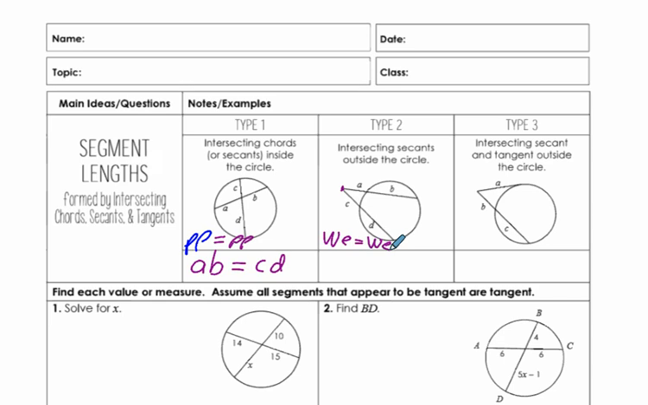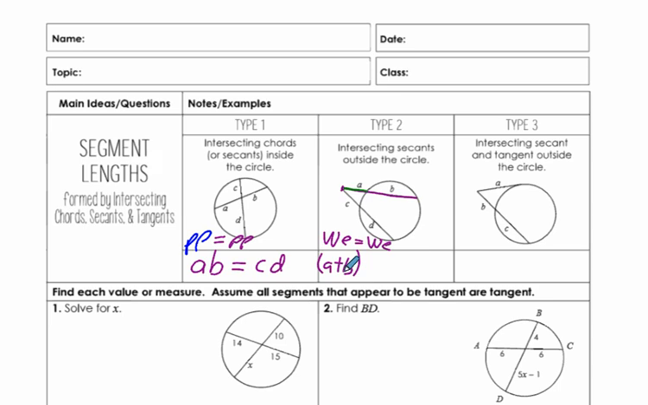where W is the length of the whole line, and the E is the length of the part that's outside the circle. Each side of your equation is referring to a different segment. In this scenario, we're going to look at this top line. The whole line is going to be your A plus B. Then we're going to multiply that times the exterior. So the E in the WE is exterior.